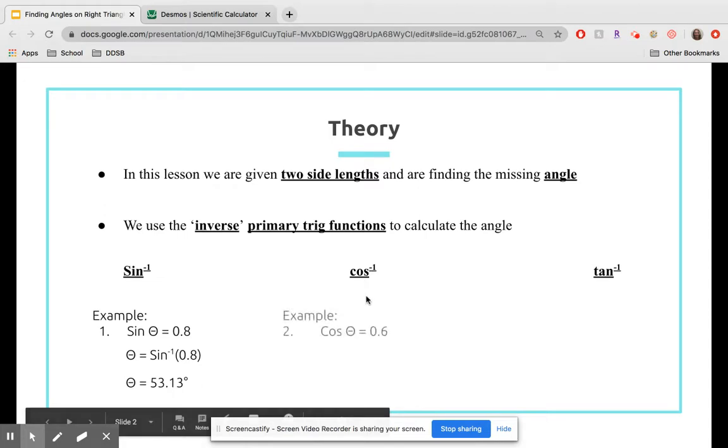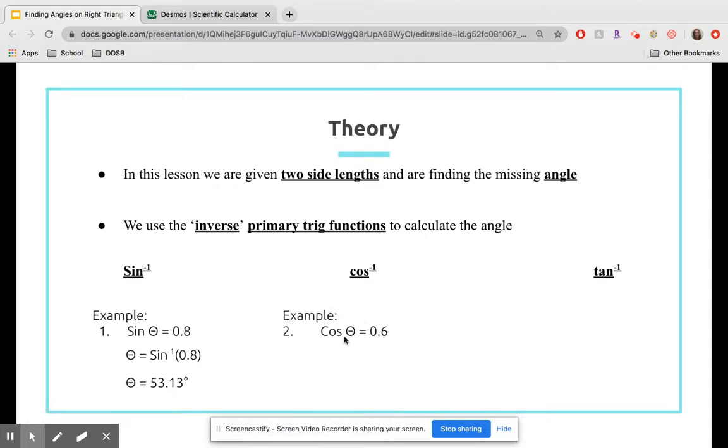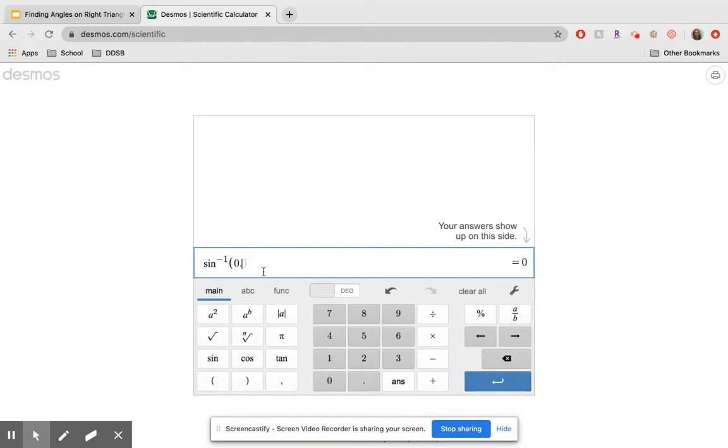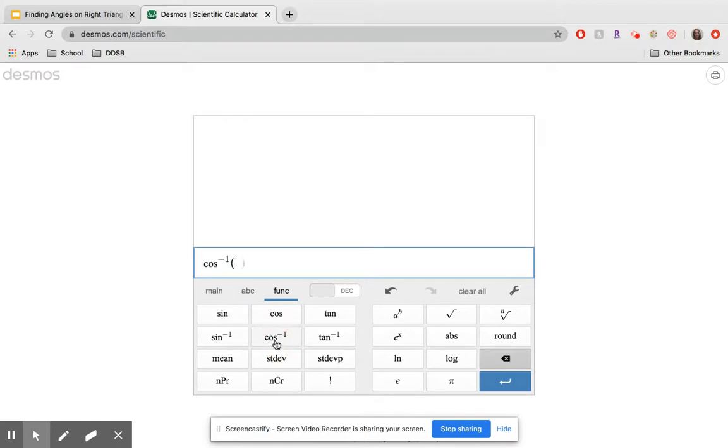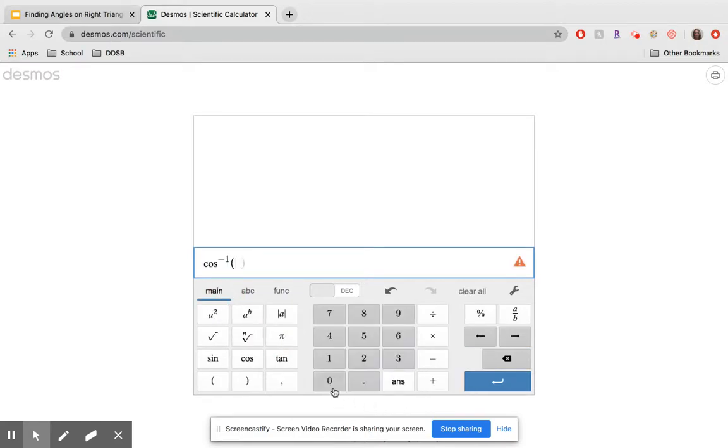Then an example for cosine: I've got cosine theta equals 0.6. I put the cosine on the other side as an inverse, and then under function, I've got cosine inverse 0.6. It also gives me 53.13.